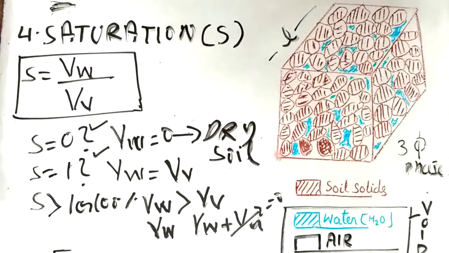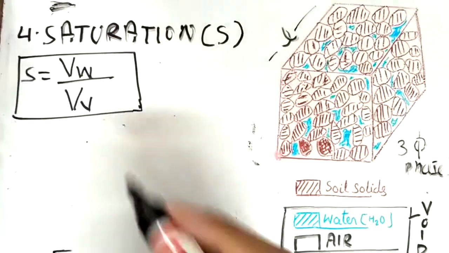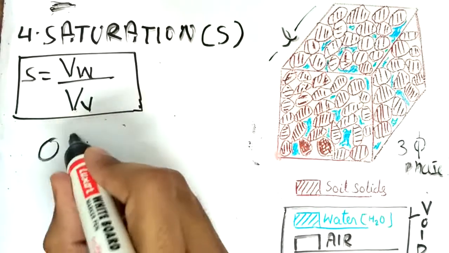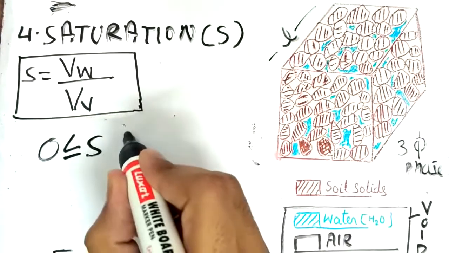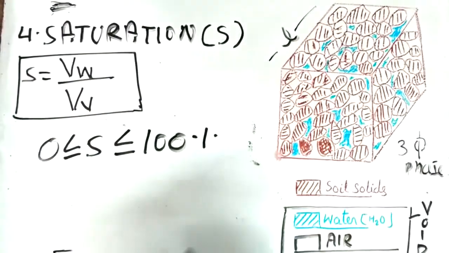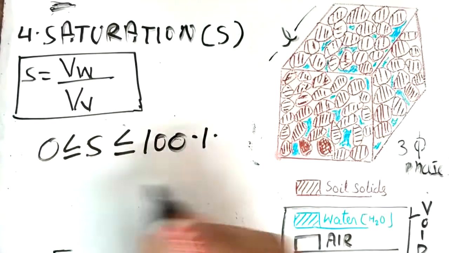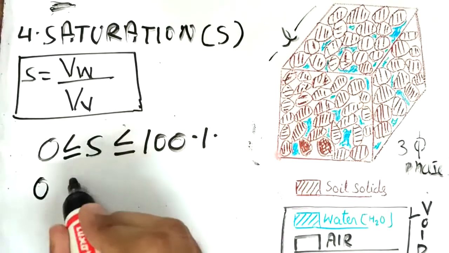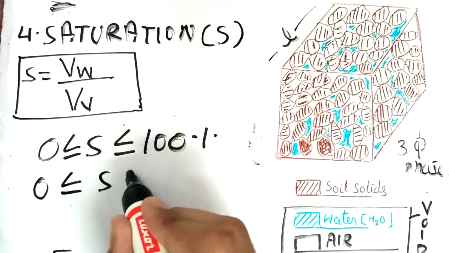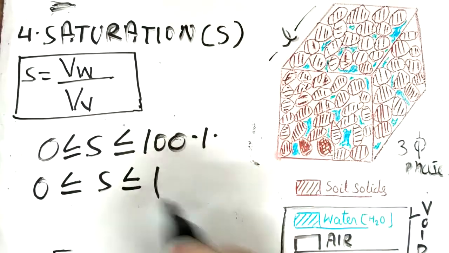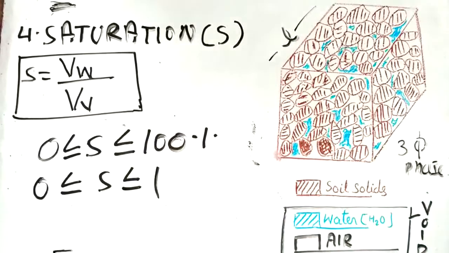So let's frame our limits. My saturation can be greater than or equal to 0 and should be less than or equal to 100%. This is in terms of percentage. In terms of numerics, saturation can be greater than or equal to 0 and less than or equal to 1. So this is all about saturation.